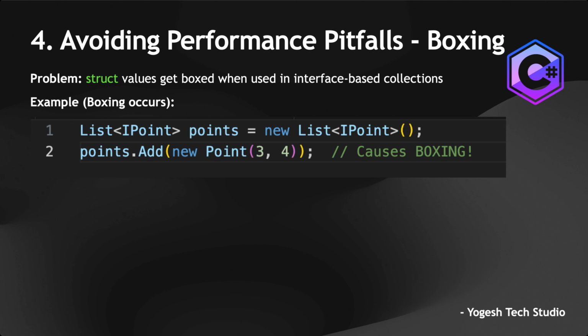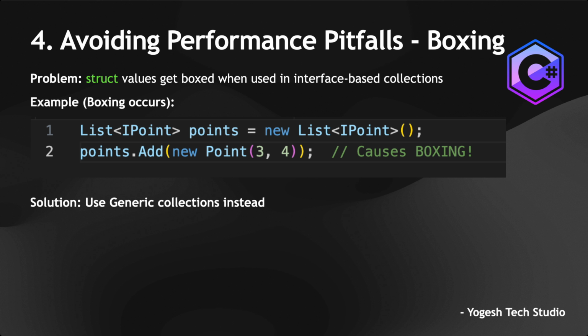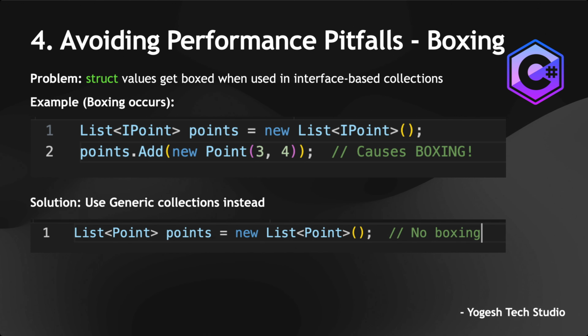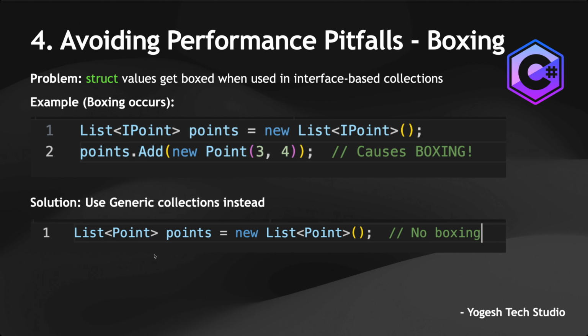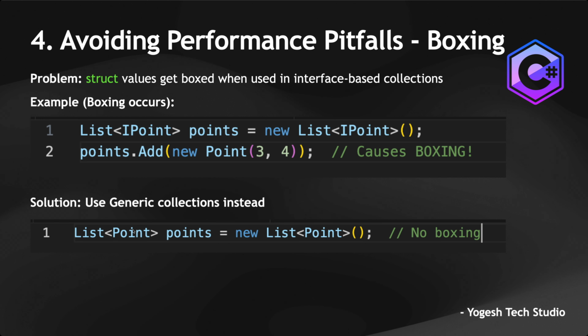Okay, so what's the solution here? The solution is to use a generic collection instead, and this is how you can do that. Instead of using an IPoint interface to define the type, you should define it generically. You can see that here we are directly using the generic name of Point instead of the interface name. So this will avoid boxing. This will avoid unnecessary heap allocations, because otherwise it is not going to store into the stack at all, it is going to store into the heap. So we call it boxing.